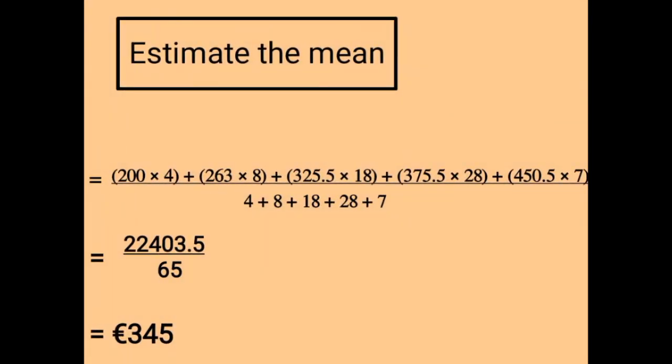So, to estimate the mean, multiply the midpoint of each class interval with the frequencies and then add them together. Then divide by the sum of the frequencies. So, the sum of the products of the midpoints and their frequencies is 22,403.5 and the sum of all the frequencies is 65. So, the estimated mean wage is 22,403.5 divided by 65 equals 345 euros.